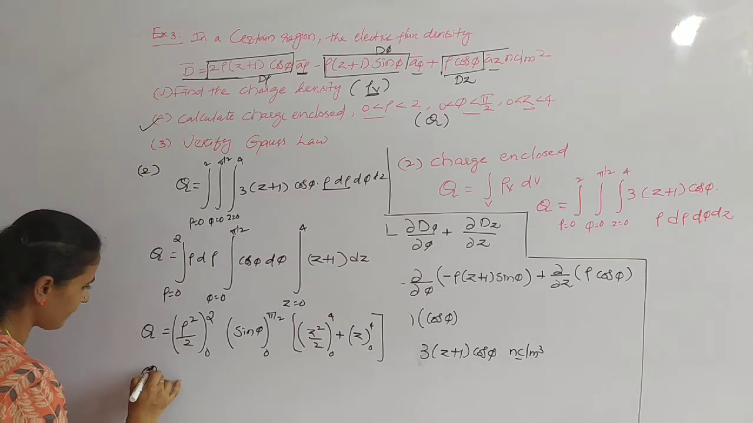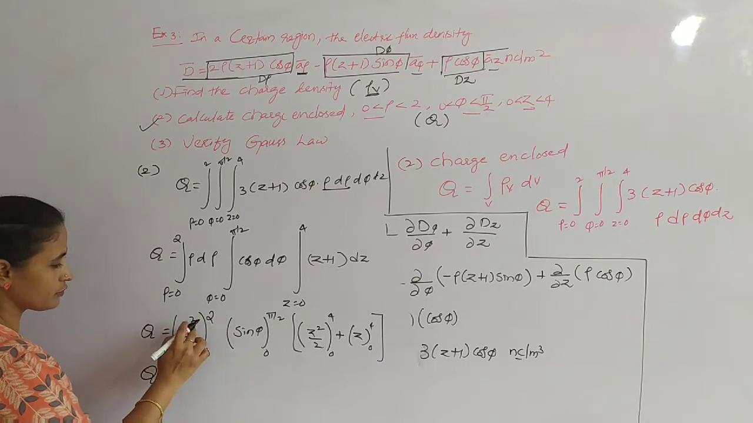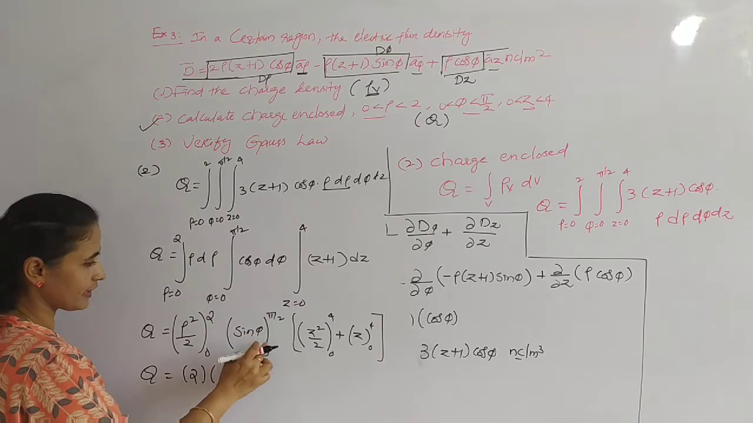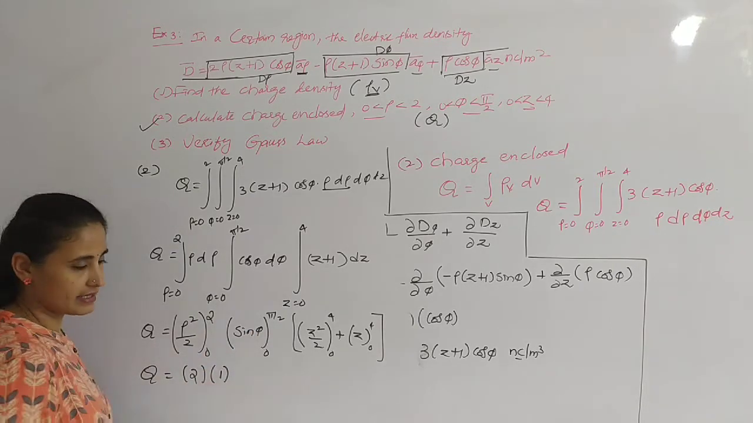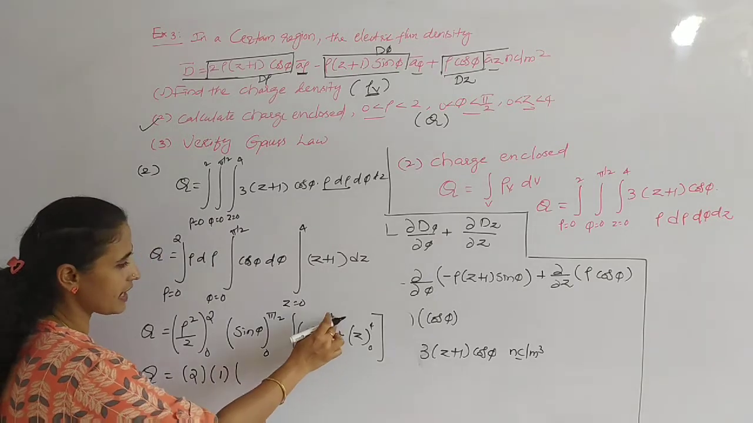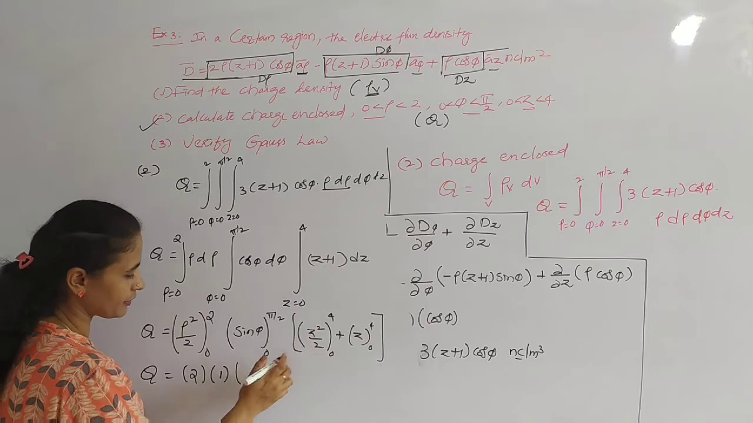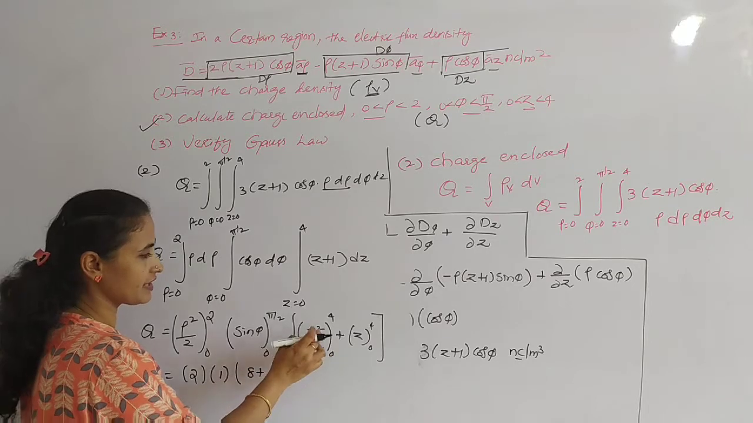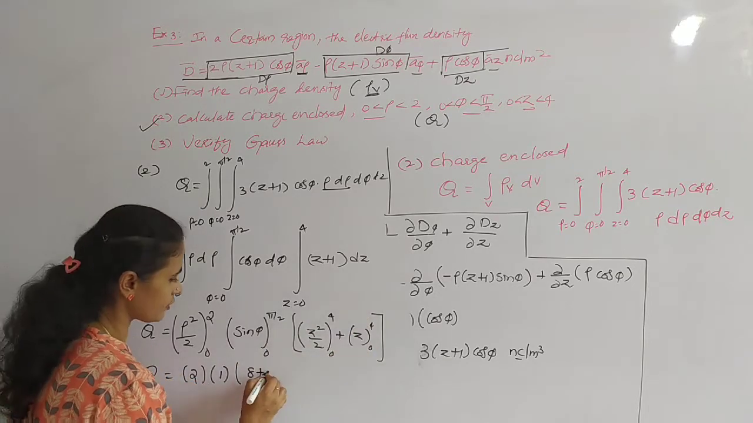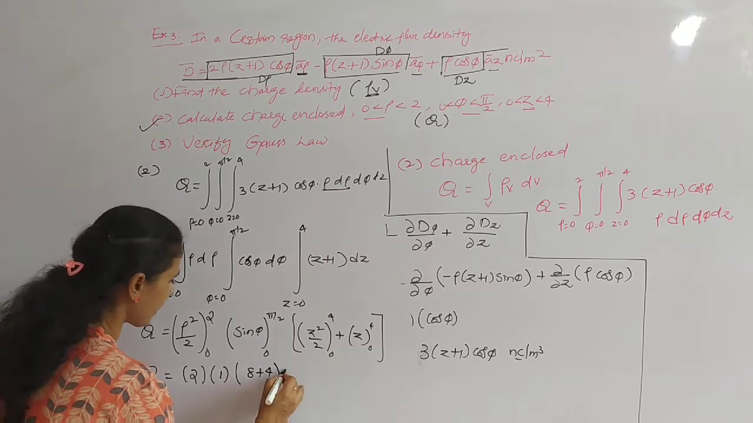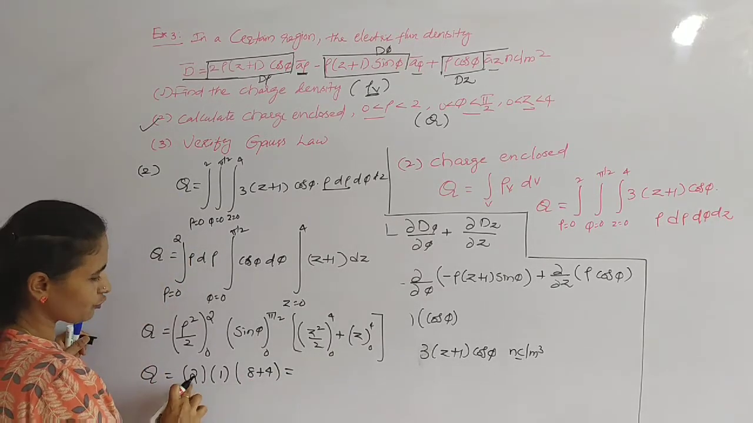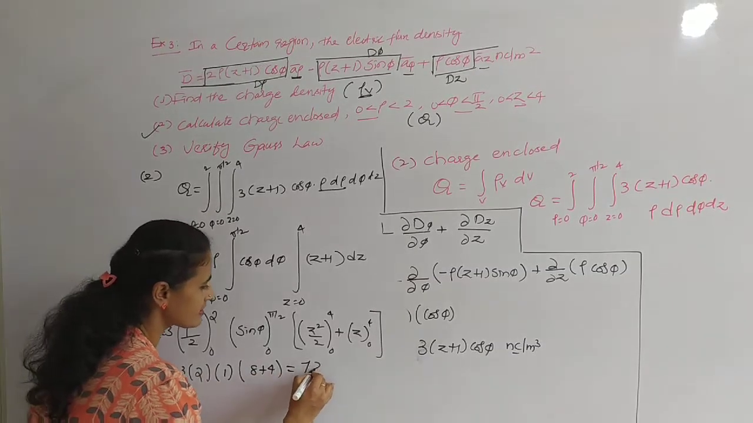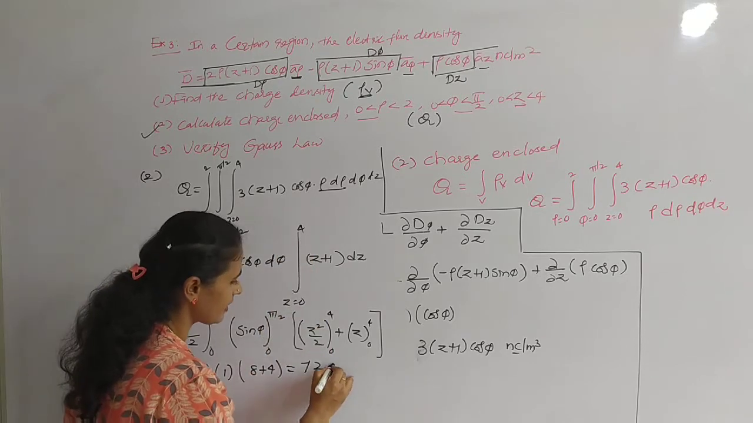Let us simplify. Q is given by 2 square is 4 by 2, which is 2, and here upper limit minus lower limit: sin pi by 2 is 1, sin 0 is 0. Here 4 square is 16, and 3 into 16 by 2 is 24. The lower limit is 0, and the upper limit for the last term is 4 minus 0, which is 4. So what is the charge? This is 28, 2 into 28, which gives 56. So the unit is microcoulombs.